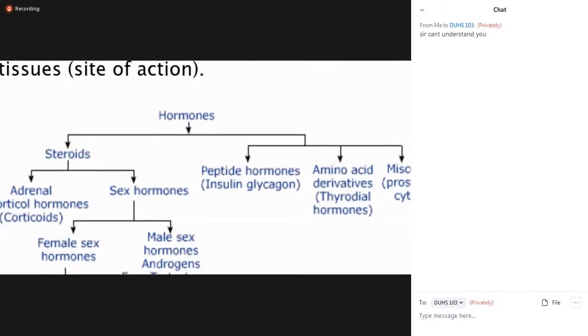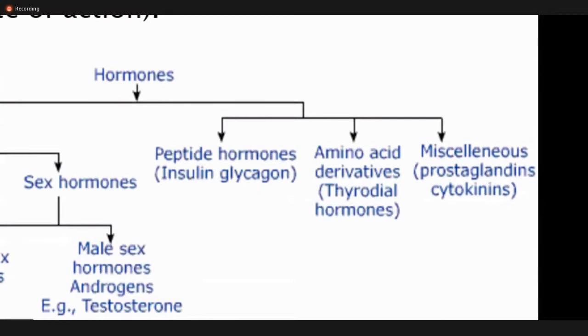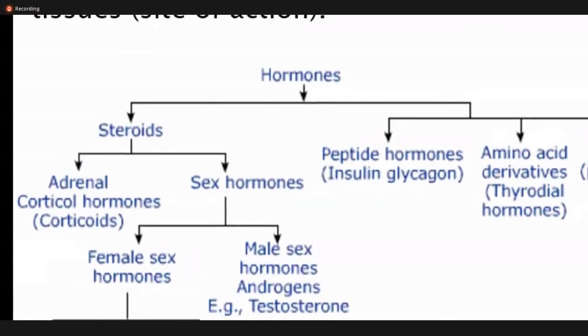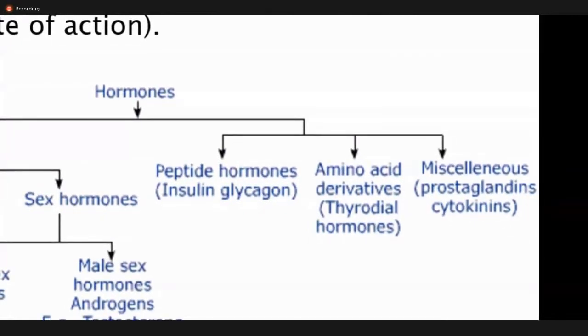This classification is showing the classes of hormones: steroid hormones, peptide hormones, amino acid hormones, and miscellaneous hormones. The steroid hormones are the adrenal cortical hormones and the sex hormones. The peptide hormones are like insulin and glucagon. Second, the amino acid derivative hormones, the tyrosine derivative hormones, the thyroid hormone, and the miscellaneous hormones which are released.